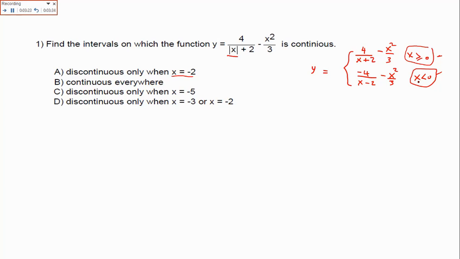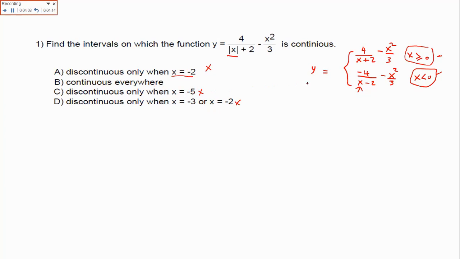So if we have negative 2, that means we'll plug in negative 2 here, right? If we plug in negative 2, it will not give us 0, right? This is not working, and this will not work, and this will not work. None of these is correct. So the only thing that's correct is that it's continuous everywhere.